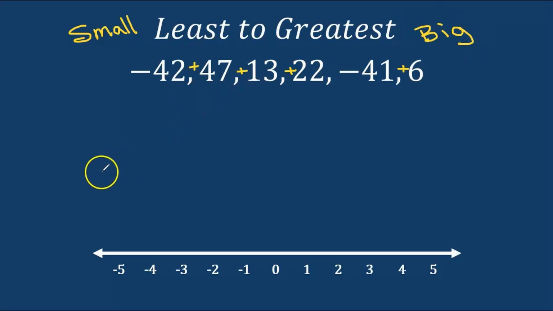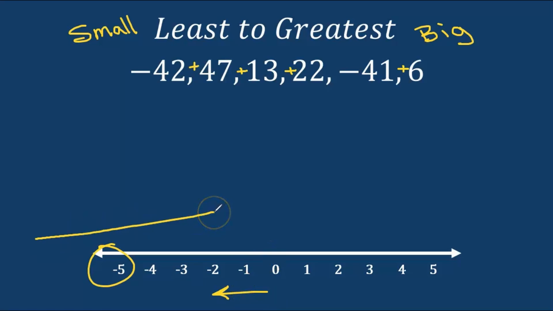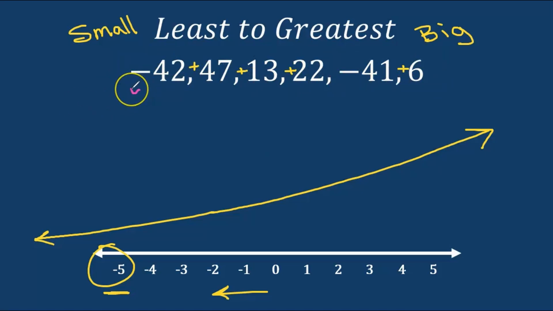On the number line, the small numbers are the ones that are to the left of 0. And they get smaller and smaller as you go this way. They get bigger as you go that way. So remember that the largest valued negative number is actually the smallest. When we're looking through here, we can see that the largest valued negative number is negative 42. So we're going to list negative 42 first.